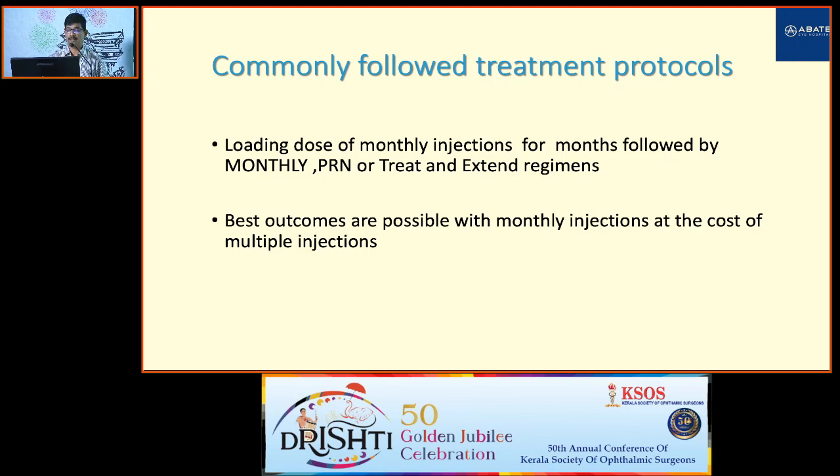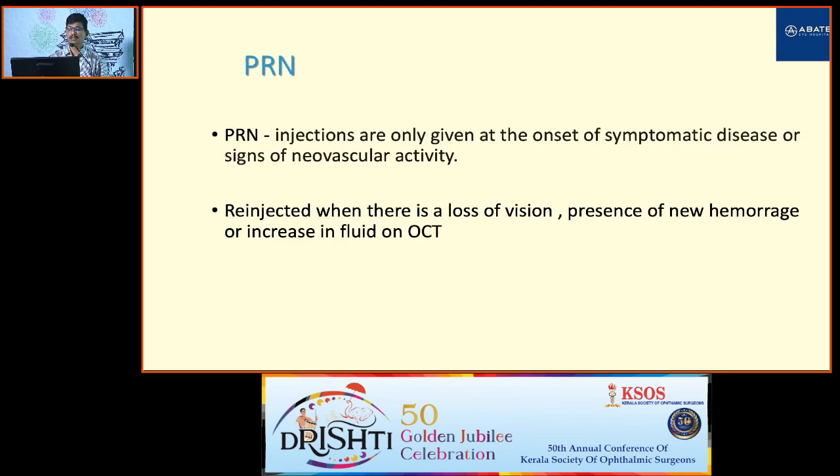So we can adopt other protocols like PRN. PRN is where you treat the patient only when the patient has signs of activity on OCT, or the patient is symptomatic, having a decrease in vision, or there is appearance of new hemorrhage. The problem with PRN is that the visual outcomes are not as good as compared to monthly treatment.